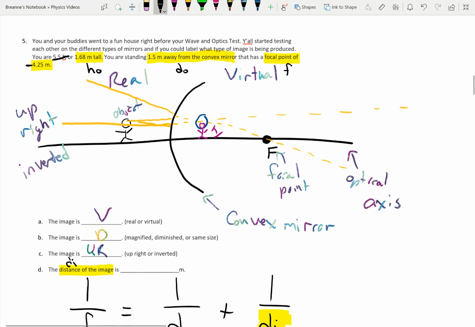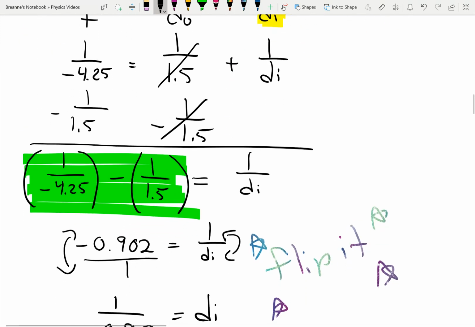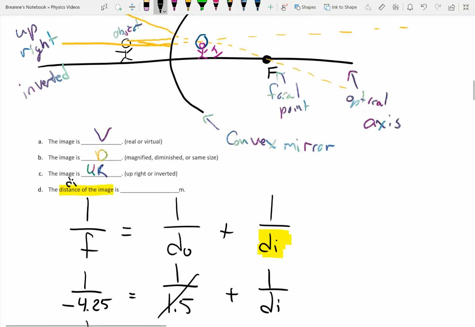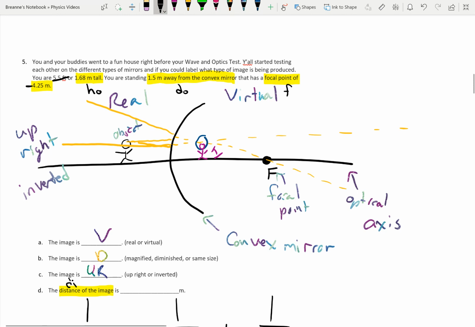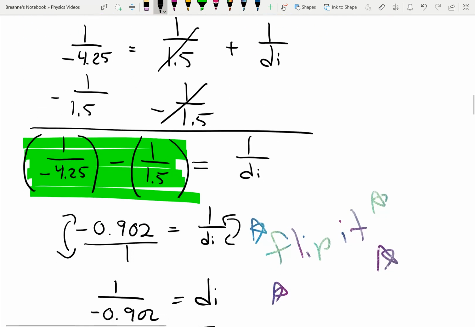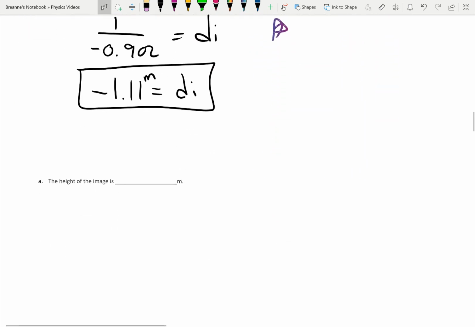So if this is 4.25, and you're still about 1.5, the image is closer than you, so about 1.1. And it is on the virtual side, so it's negative. So that makes sense. So now we're looking for height.